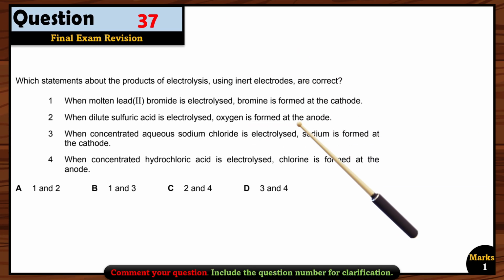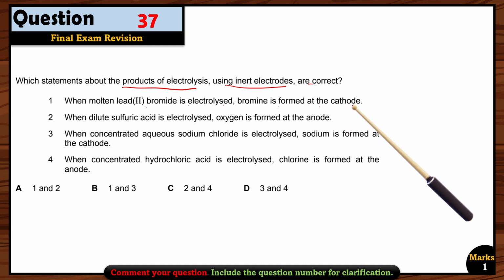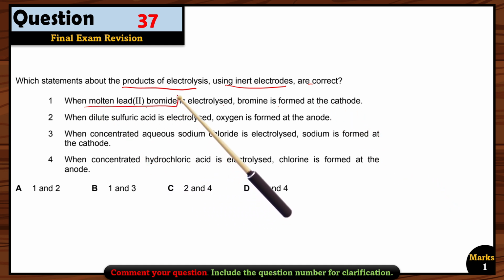Question 37. Which statements about the products of electrolysis using inert electrodes are correct? So this is a general statement. We will see one by one. When molten lead bromide is electrolyzed, bromine is formed at the cathode. Molten lead bromide. So which one? This is the cathode.